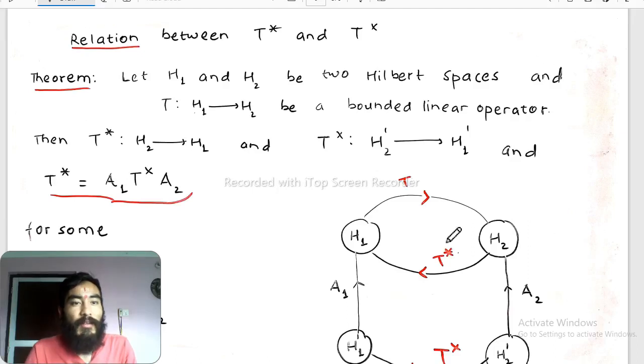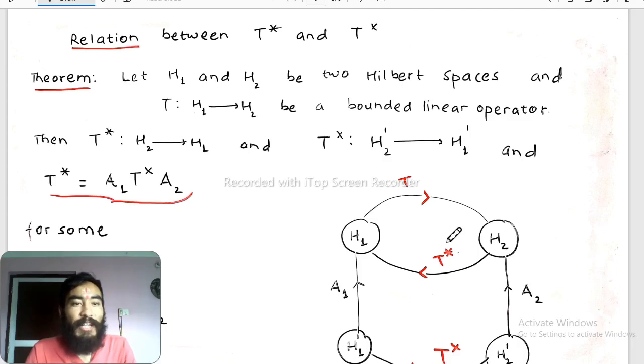Hello guys, this video is on the relationship between the Hilbert adjoint operator T star and the adjoint operator T cross of an operator T. The relationship is given by a theorem which states: let H1 and H2 be two Hilbert spaces and T from H1 to H2 be a bounded linear operator. This gives the criterion for the existence of both adjoint operators.